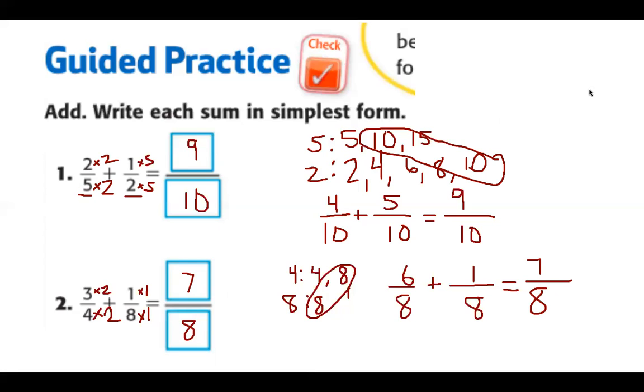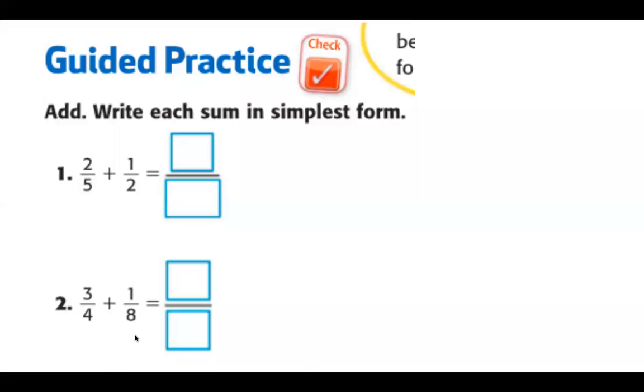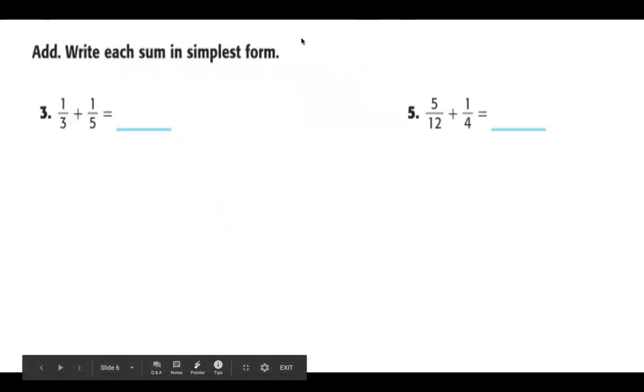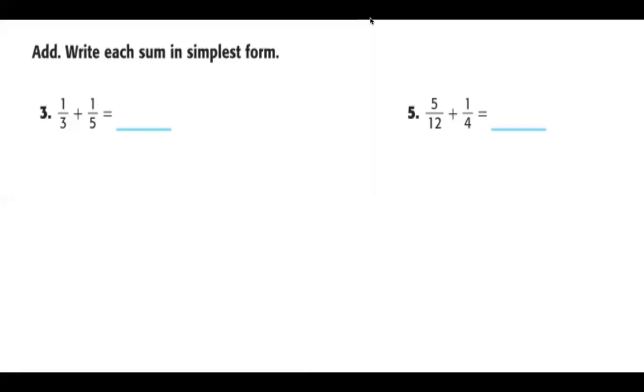Okay, there's 2 more example problems for you. Let's keep going. Okay, 2 more. There we go. Okay, so on this one, again, the directions are the same. It says add and then write each in simplest form. So we've got 1/3 plus 1/5.